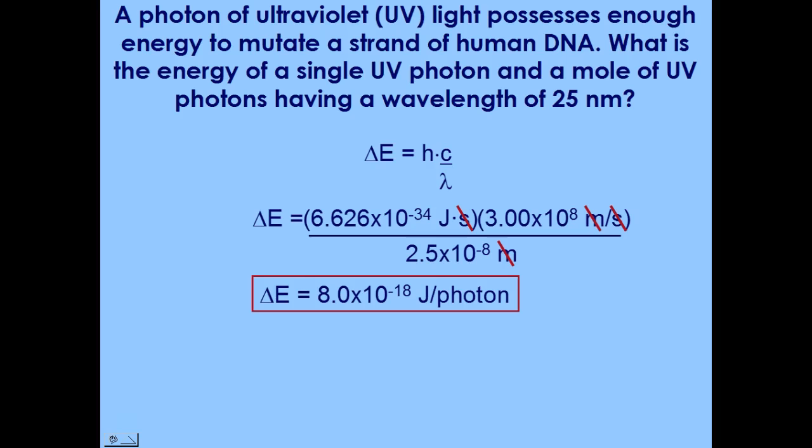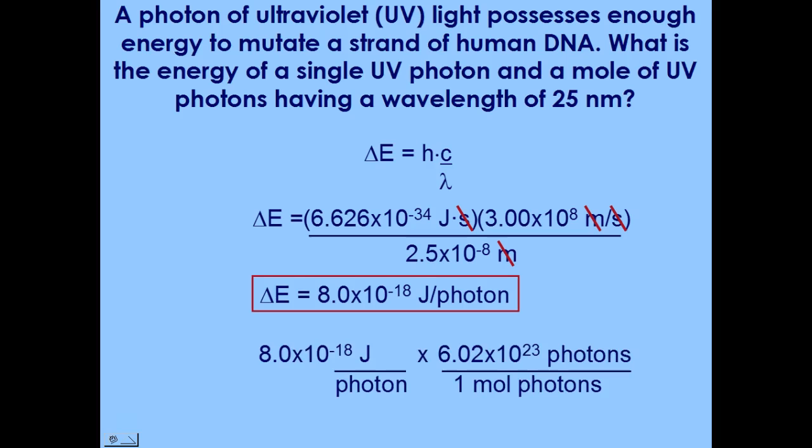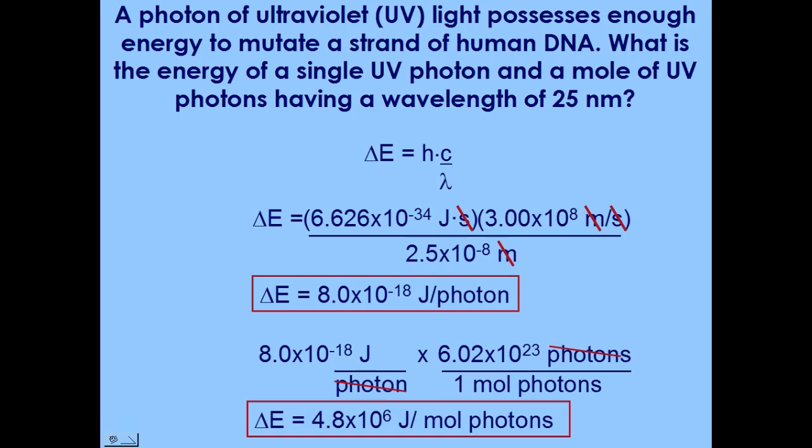That is not a lot of energy, but we're dealing with something very small, very tiny. But if we wanted to do it with a mole of photons, well, 1 mole would have 6.02 times 10 to the 23rd photons present. So we can relate that using Avogadro's number. And when we multiply Avogadro's number times that 8 to the negative 18th, we get that there's a fair amount more energy that would be released, 4.8 times 10 to the 6 joules per mole, or 4,800 kilojoules per mole of photons.